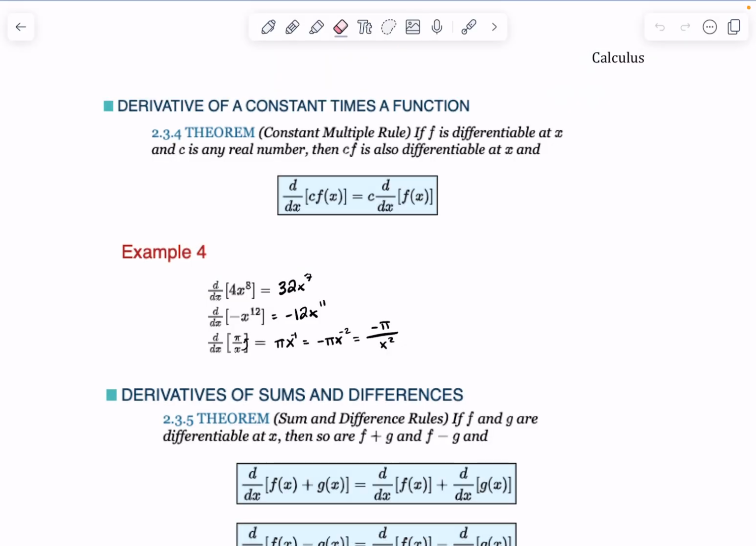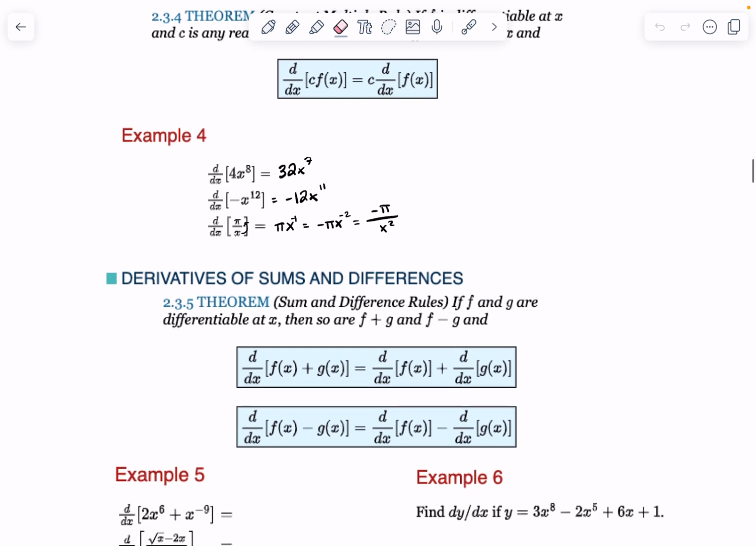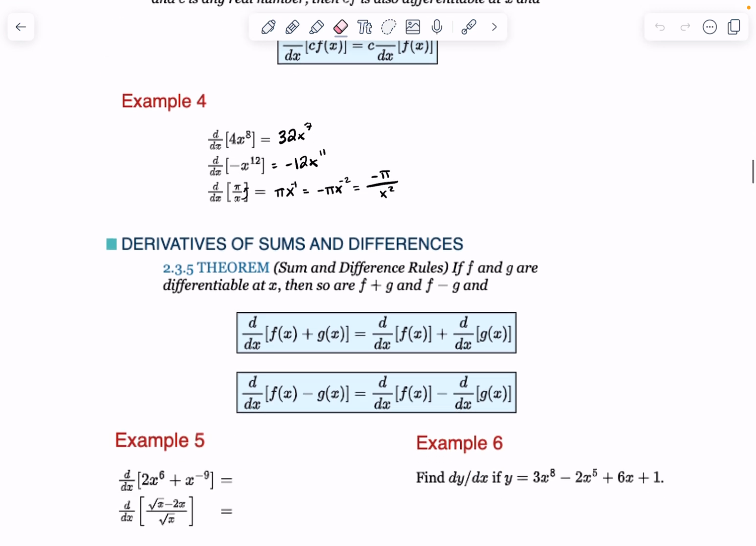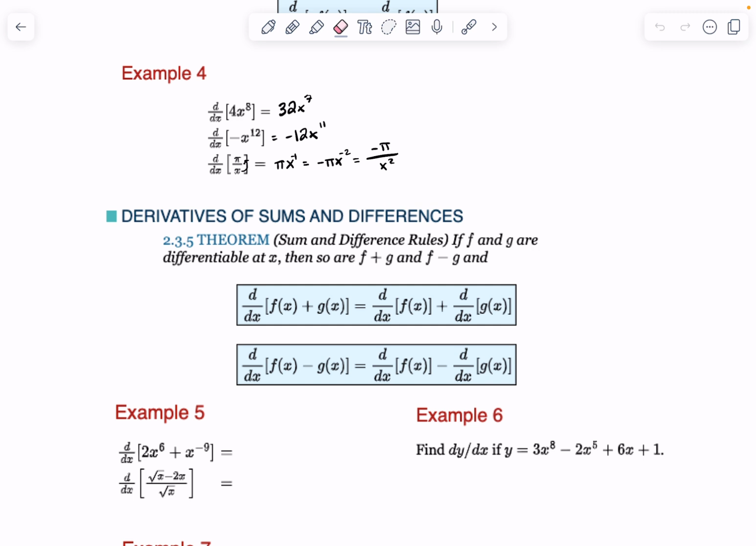Okay, Calc, this is the second half of section 2.3. I think yesterday we left off with example 4. So now we're on to example 5, and we're just going through the, I guess, cheating method of finding a derivative.